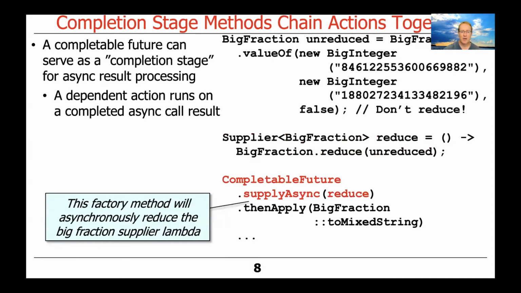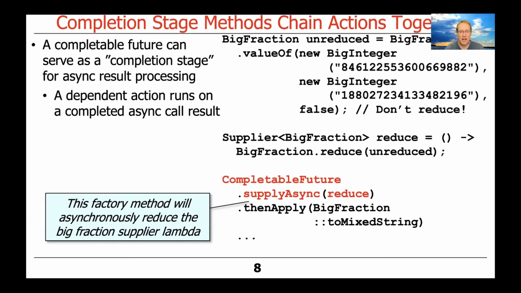So then what we do, and here we can use the factory method we talked about before, is use the supplyAsync factory method, and pass in the reduce supplier variable. What that'll do, as we just saw, is arrange to execute the reduce supplier in a background thread in the common fork-join pool, same as we just looked at with the factory method discussion. Okay, so far so good.